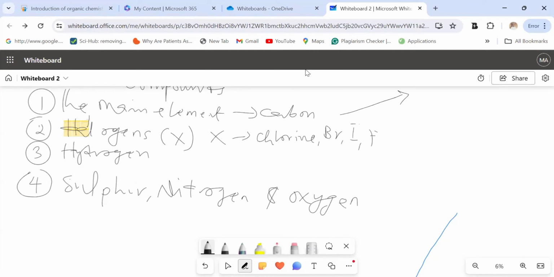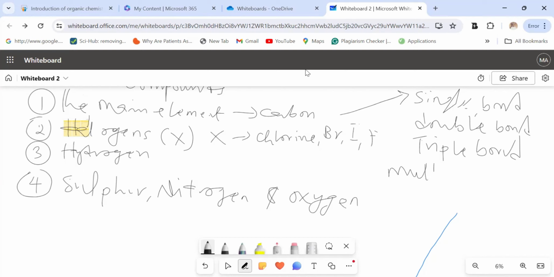carbon has the ability to form single bond. It can form single bond. It can also form double bond, as well as triple bond. So in a simple term, carbon has the ability to form what you call a multiple bond.